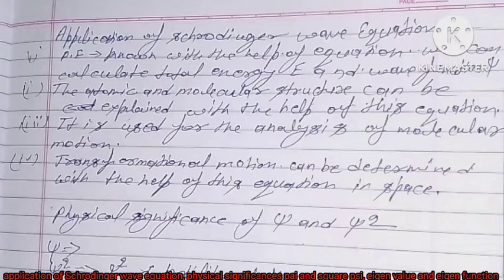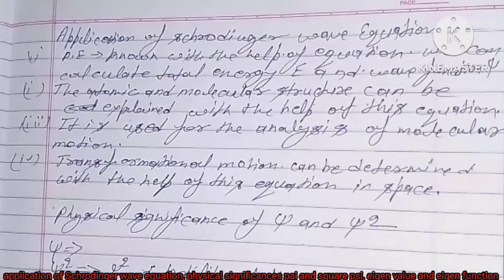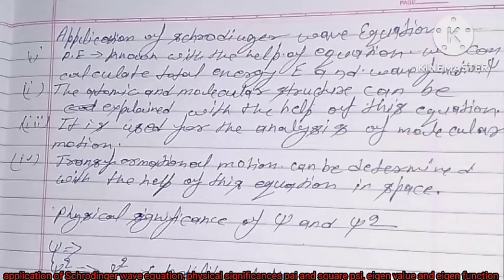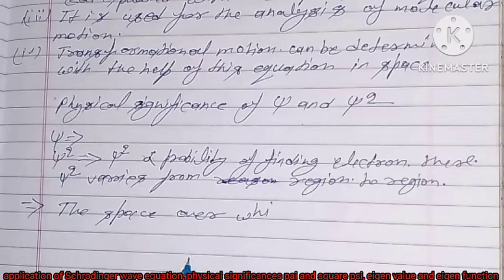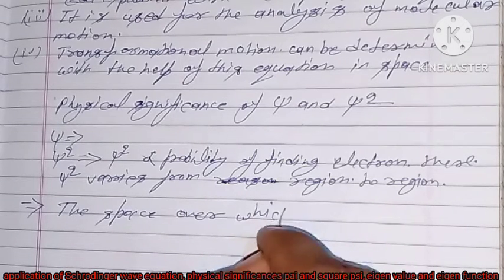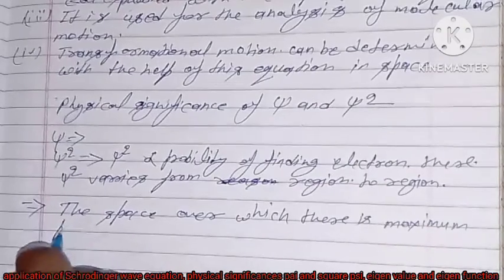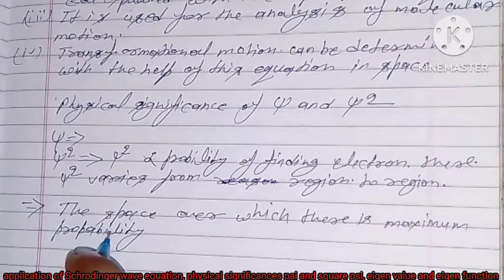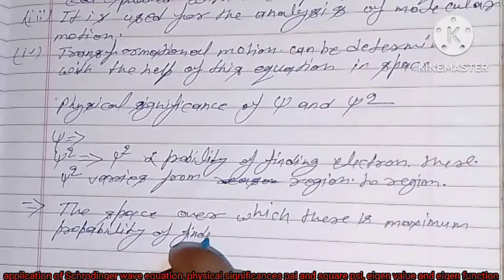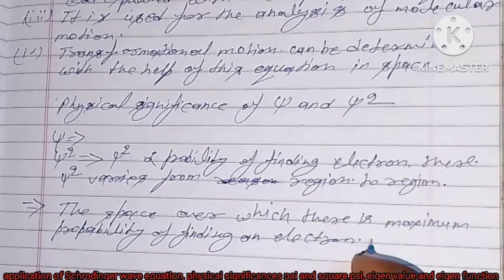The space over which there is a maximum probability of finding an electron is known as atomic orbital.